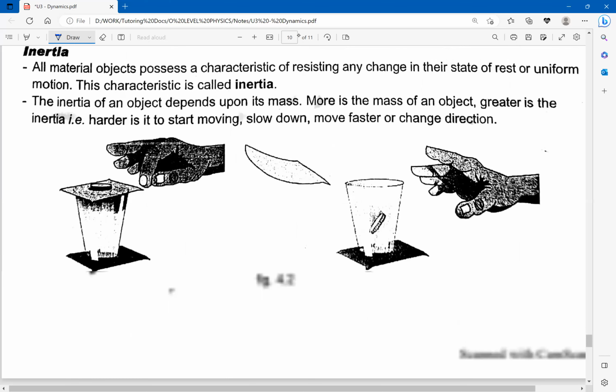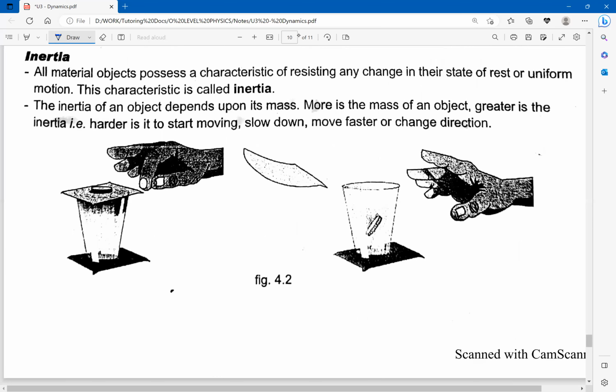Inertia. What is inertia? Inertia is a characteristic of resisting any change in state of rest or uniform motion. If an object is at rest, it's going to try to resist all the changes. It's going to try to stay at rest. If an object is in uniform motion, it's going to try to stay in uniform motion. This is inertia. Inertia of an object depends on its mass. The more the mass of an object, the greater the inertia. So if the mass is more, the inertia is also more.